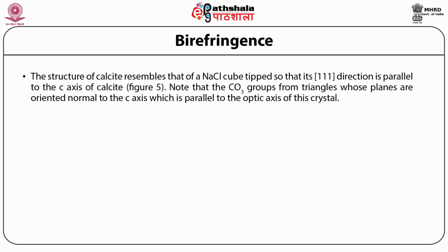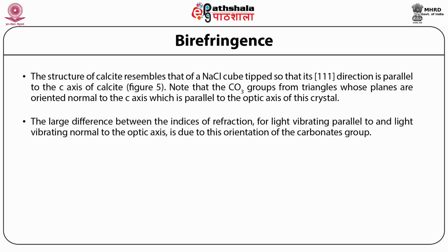The structure of calcite resembles that of a sodium chloride cube tipped so that its 111 direction is parallel to the c-axis of the calcite. Note that the CO3 groups form triangles whose planes are oriented normal to the c-axis, which is parallel to the optic axis of the crystal. The large difference between the indices of refraction for light vibrating parallel to and light vibrating normal to the optic axis is due to this orientation of the carbonate groups.